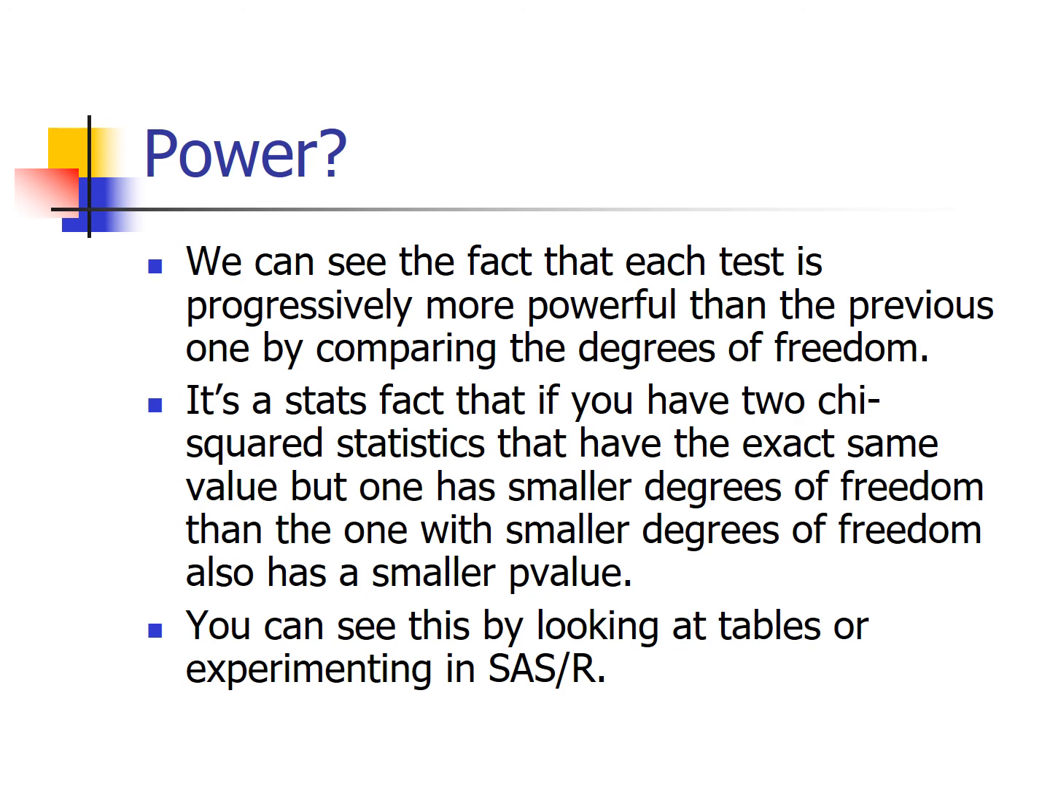And it's a stats fact that if you have two chi-square statistics that have the exact same value, but one has smaller degrees of freedom, the one with smaller degrees of freedom has the smaller p-value. Right? That's how we're getting that increased power. In fact, incidentally, if you go back and take a look at the smoking example we just did, and I know we didn't have a large enough sample size, you will see the correlation test rejects, whereas the other two fail to reject. The correlation test has more power.